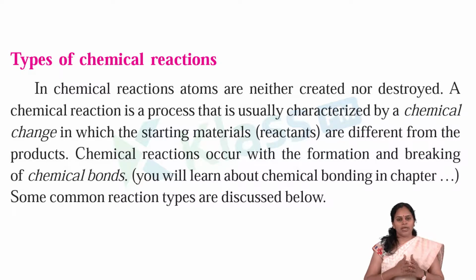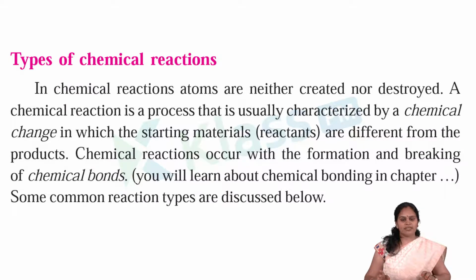Till now, we understood the concept of how to balance the equation and how to find the masses, with the relationships of mass-mass relationship, mass-volume relationship, and how to find out the masses of the reactions. All those things we studied. Now let us see what are the types of chemical reactions.